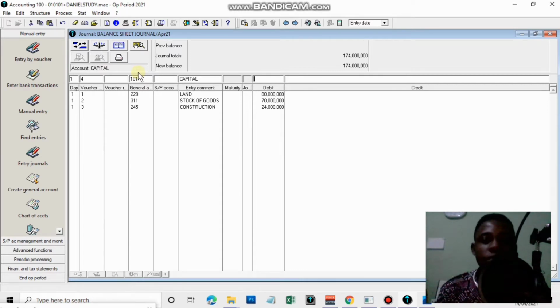Okay, let me simply explain to you guys. Capital is what they call a separate legal entity. That means the business owner is different from the business, different from the company. And when the business owner is different from the company, it means that the business is on its own.